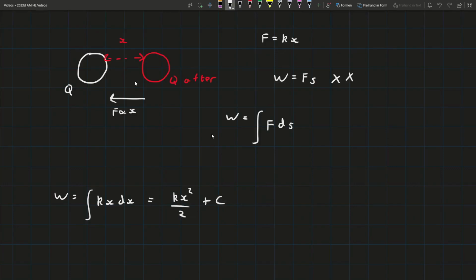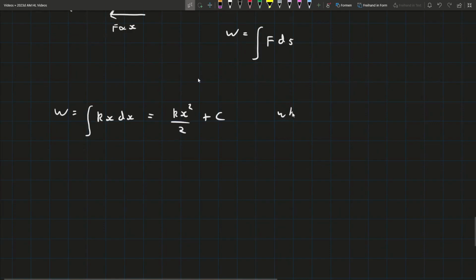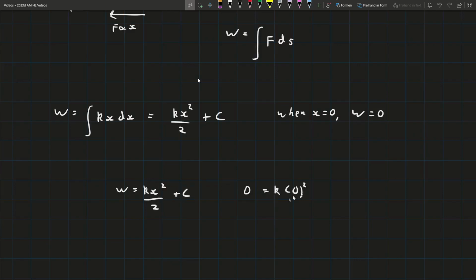And now how will we figure out what the c is? Well, think about it. Let's say x is 0. Let's say the displacement is 0, and that the Q, this red sphere, is here. How much work has it done? Well, it's done no work because it hasn't moved. So when x is 0, w is 0. We have w equals kx squared over 2 plus c. We can say 0 equals k times 0 squared over 2 plus c. That means that c is just equal to 0. Therefore, the work done is given by just kx squared over 2. And that's the answer.